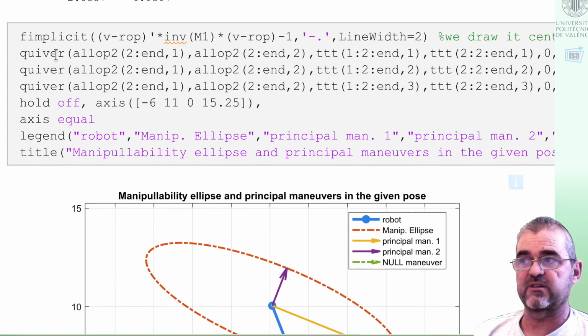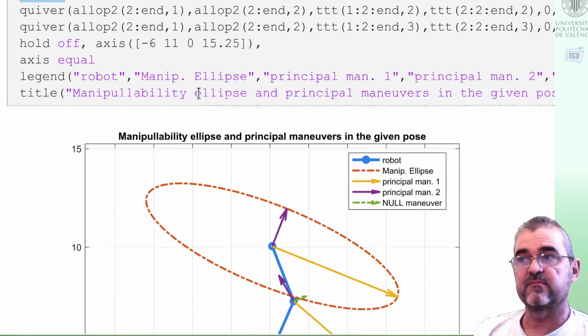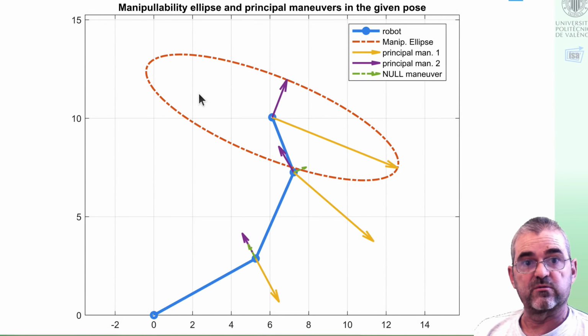Also, the arrows are plotted with the command quiver, so you can download the code and examine the documentation to understand how to do this in MATLAB. But the important thing I am interested in is understanding the meaning of those principal maneuvers.